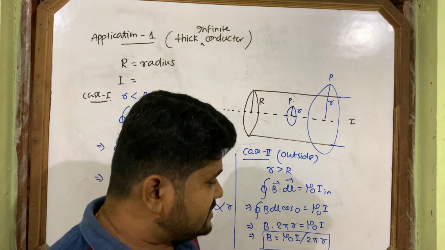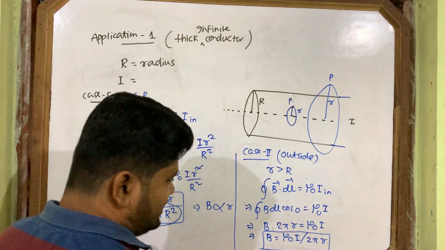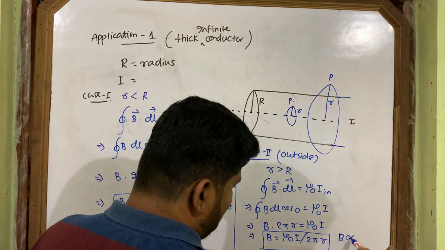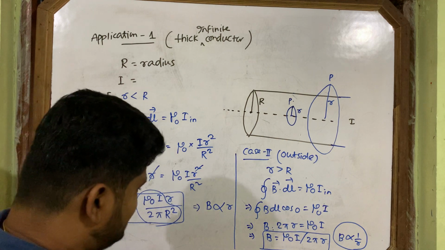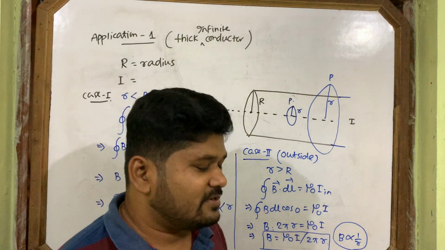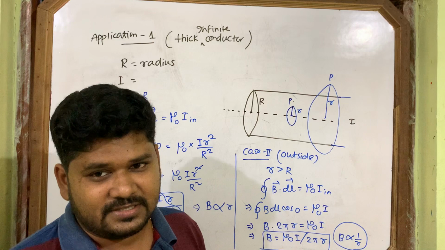How does B depend on r? Small r. For outside the conductor, B is inversely proportional to small r. For inside the conductor, B is directly proportional to small r. For outside the conductor, B is inversely proportional to small r.